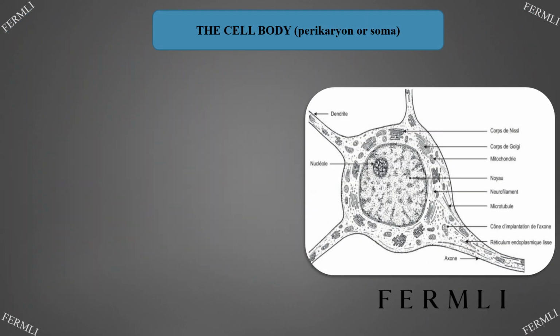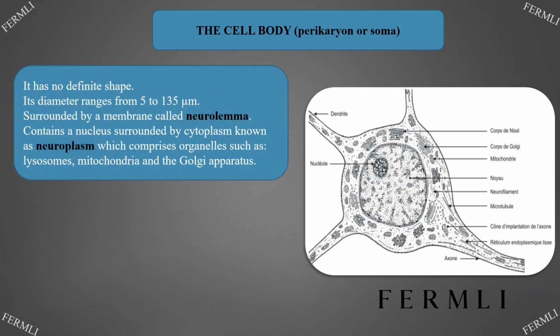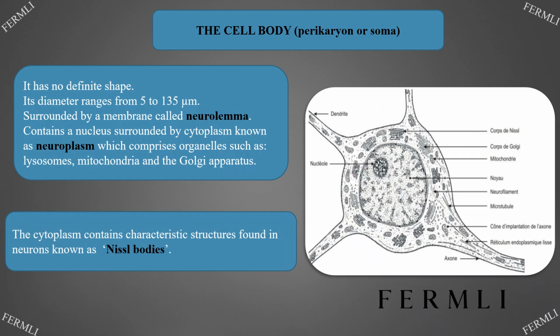The cell body, perikaryon or soma. It has no definite shape. Its diameter ranges from 5 to 135 µm, surrounded by a membrane called neurolemma. It contains a nucleus surrounded by cytoplasm known as neuroplasm, which comprises organelles such as lysosomes, mitochondria, and the Golgi apparatus. The cytoplasm contains characteristic structures found in neurons known as Nissl bodies.